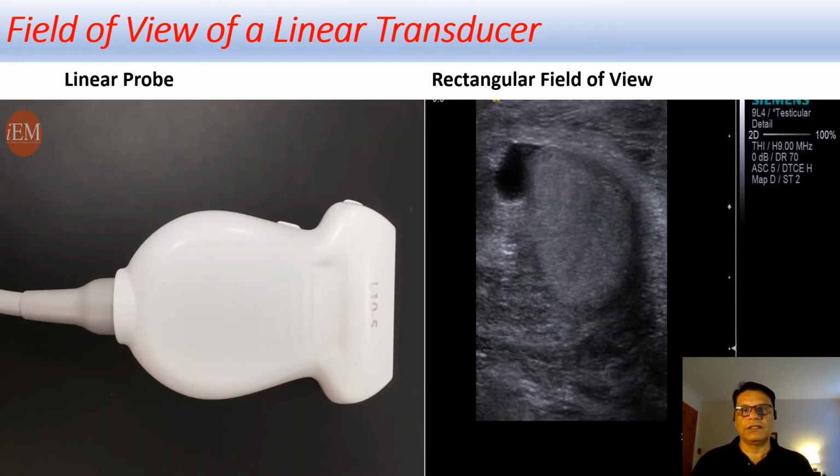So this is the ultrasound of the scrotum, in which a testicle is visible, and here is an area of no echo. It could be a cyst, it could be fluid. If you see the top of the image, it is in the form of a line, and it is rectangular. So a linear transducer produces a rectangular image, and the area you are seeing is called the field of view.